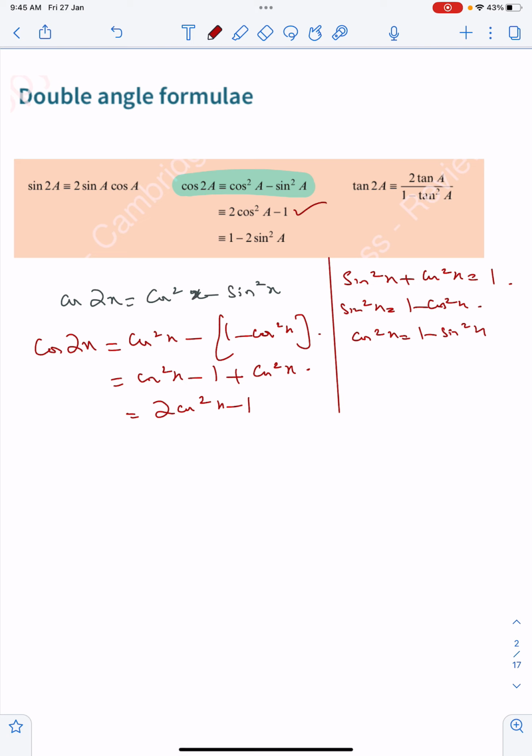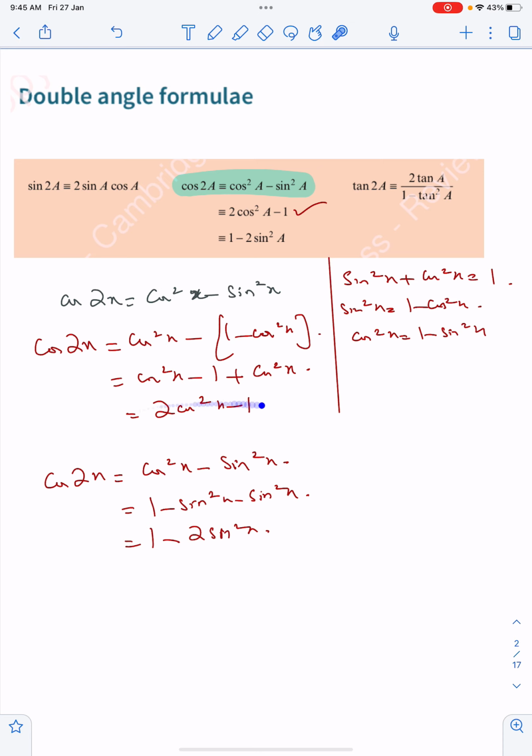This is the formula. Now if I want to write cos of 2x in terms of sine square x only, I use the same basic formula and substitute 1 minus sine square x in place of cos square x. So it will be 1 minus sine square x minus sine square x, which becomes 1 minus 2 sine square x. Now from here we can make cos square x the subject.